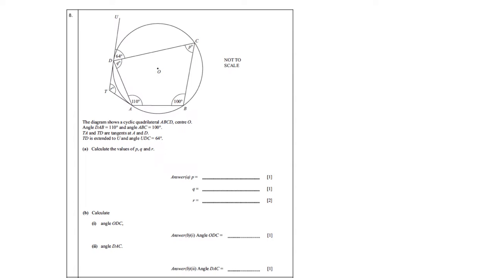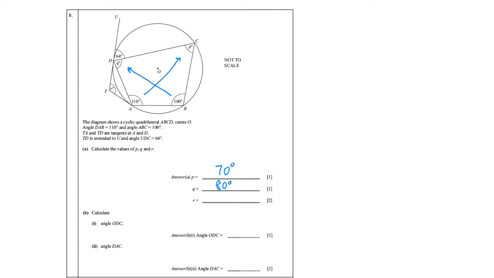Okay, first let's find the angles P, Q and R here. Cyclic quadrilateral, opposite angles should add up to 180. That makes Q 80. That we got straight away. That makes P 70. And where's R? How do we get R?